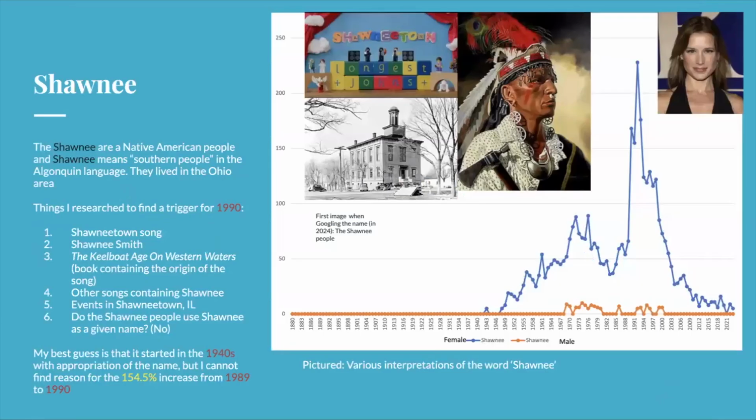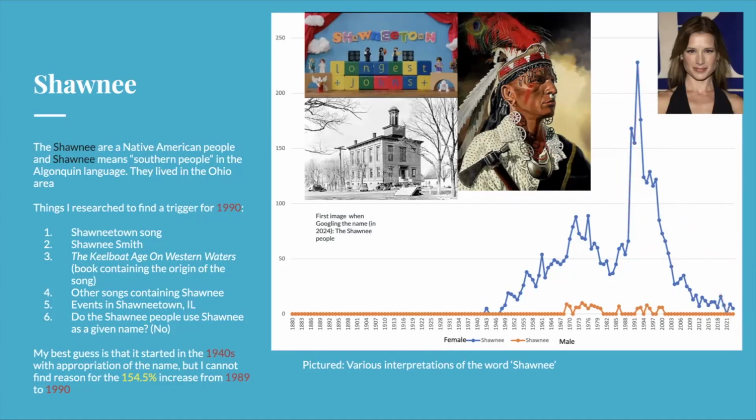First one is Shawnee. The Shawnee are a Native American people, and Shawnee means Southern people in the Algonquin language. I looked it up, and prior to the colonization of the Americas, the Shawnee lived in the Ohio area, but then they dispersed into other states. I think there's some in Oklahoma. But anyway, as you can see, from 1989 to 1990, there was a very sharp 154.5% increase, it went down in the year following, and then increased sharply again and has been declining since.